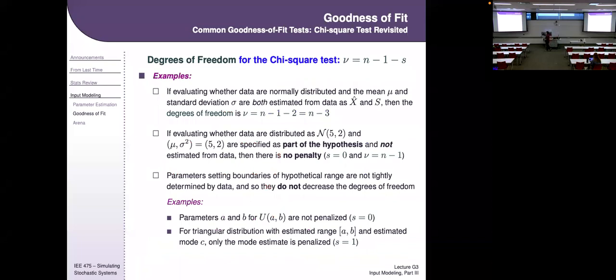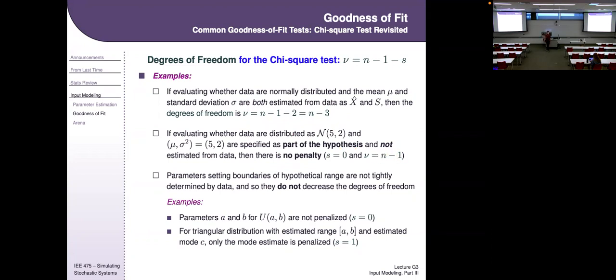Okay, so examples of that, I've already given one: if the data is normally distributed and the mean and standard deviation are estimated, it's n-3. If instead I give you the mean and standard deviation, and I happen to pick the same numbers as I just said, as part of the hypothesis, there's no penalty. So my degrees of freedom are n-1.